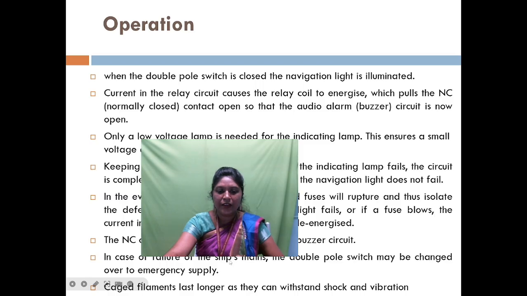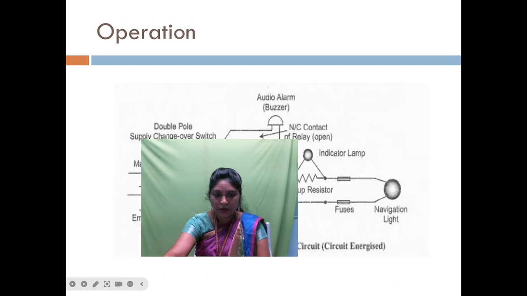So in case of the failure of the main supply, what happens? The double pole switch may be switched to the emergency supply. Actually here we are having the main supply or emergency supply. So here we are providing the double pole switch. In case of main supply, it is connected to the main supply.